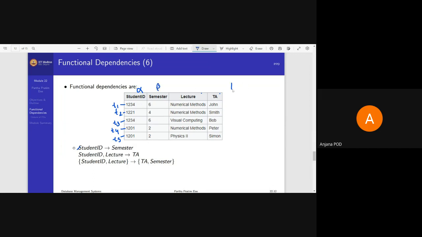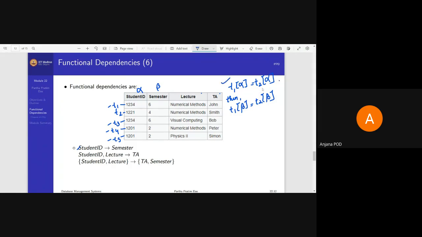If you remember, our conditions were T1 of alpha should be equal to T2 of alpha. If this particular condition is satisfied, then we need to check for T1 of beta equals T2 of beta. So now let us check whether in alpha, or student ID, there are any matching tuples or not. We can see T1 and T3 have matching values, and another two tuples, T4 and T5, are also matching. So yes, this particular condition is getting satisfied.